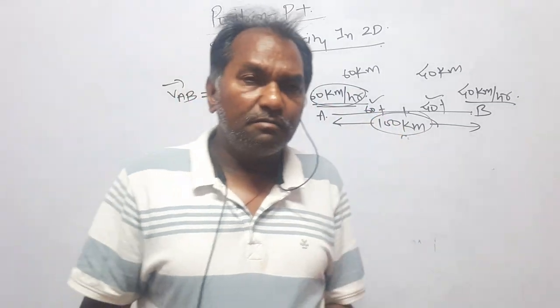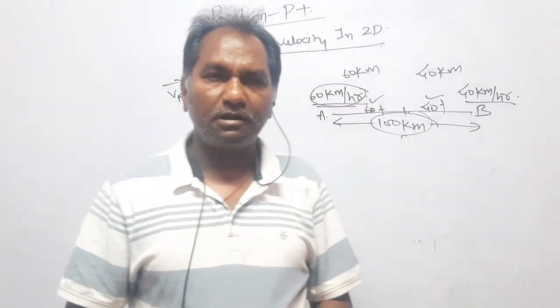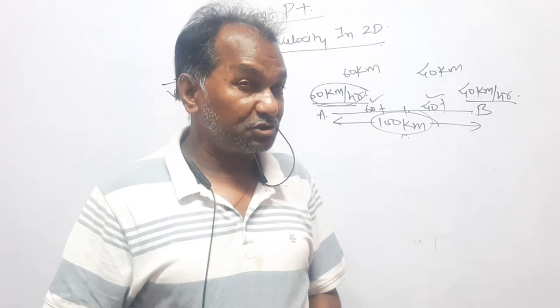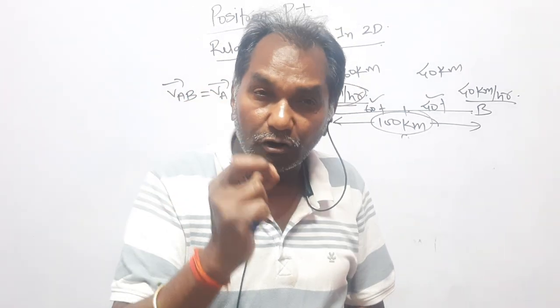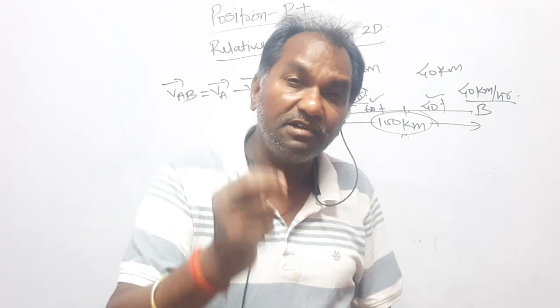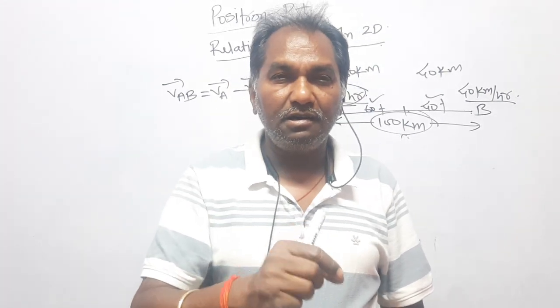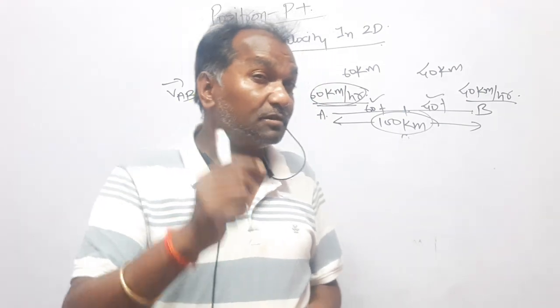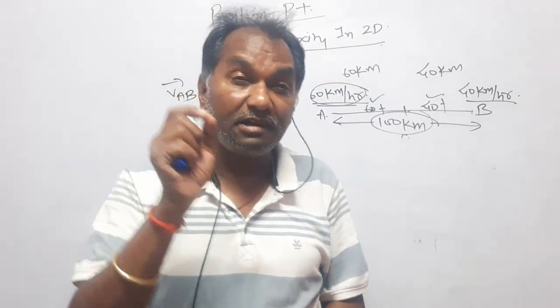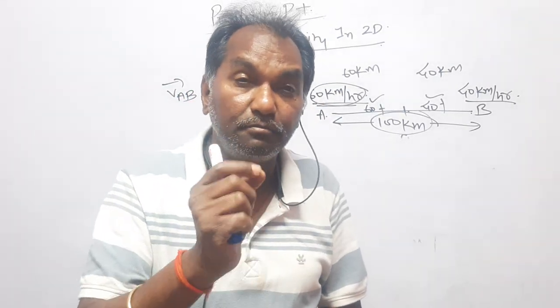Often, if you solve river-boat problems, there is a question in the question paper where it is given the velocity of the boat in still water. Still water means when water is not flowing, when water is at rest. At that moment, the velocity of the boat with respect to the river is given.